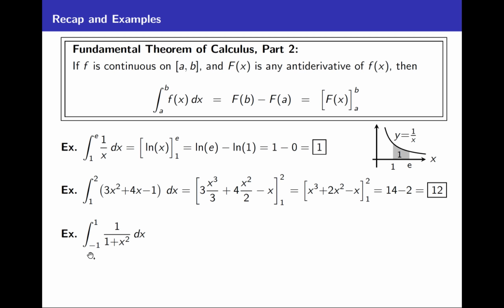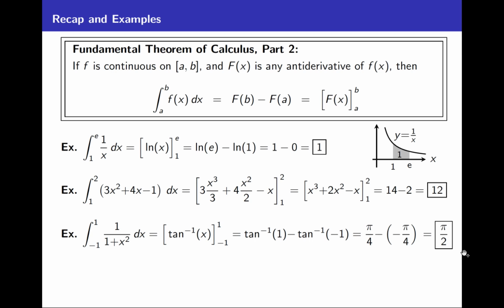Here's another one. The integral from negative 1 to 1 of 1 over 1 plus x squared dx. Fundamental theorem of calculus part 2 says that the answer is going to be this. You look for an antiderivative of 1 over 1 plus x squared, and we know that's tangent inverse of x, and you evaluate from negative 1 to 1. So that's tangent inverse of 1 minus tangent inverse of minus 1. Well, tangent inverse of 1, that's pi over 4. Tangent inverse of minus 1 is negative pi over 4. So in our answer, we get pi over 2.